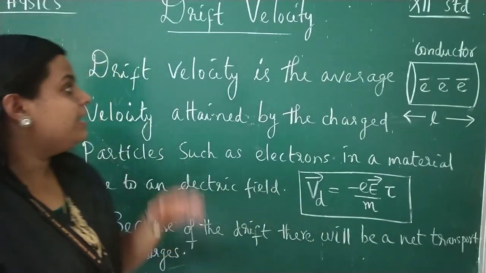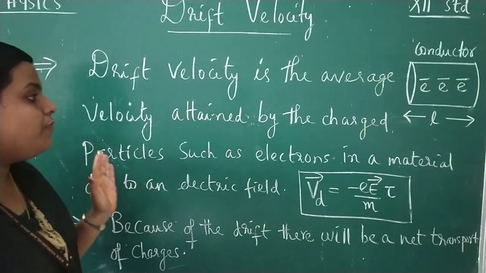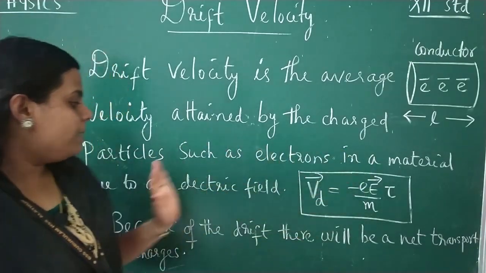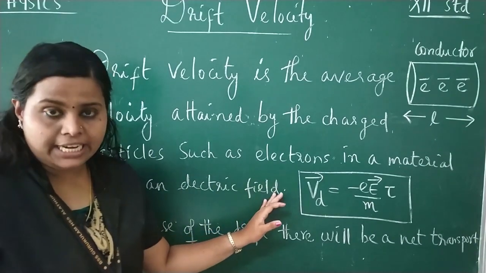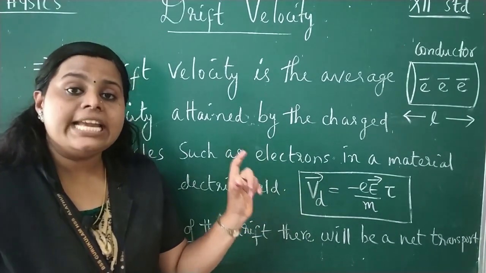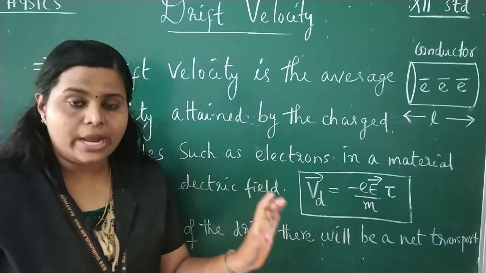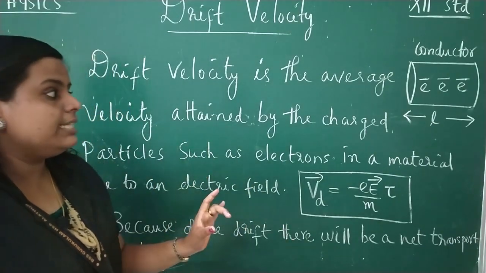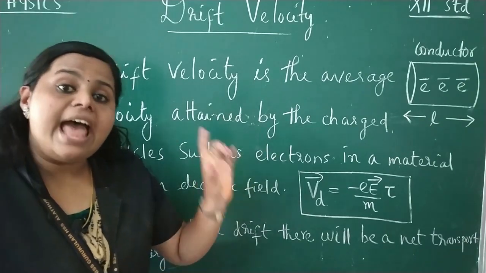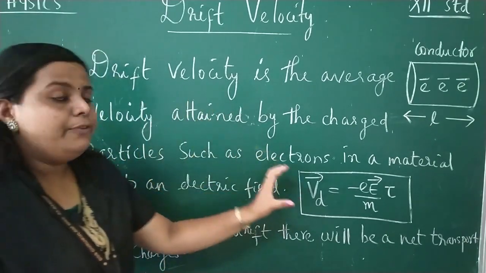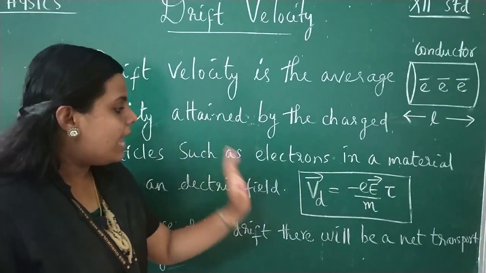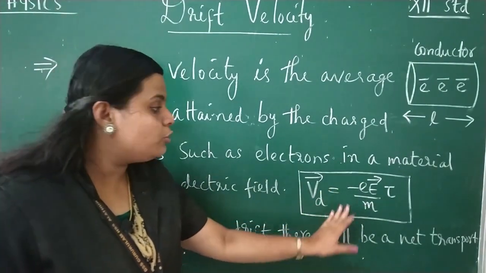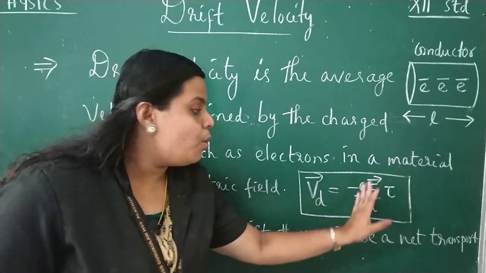So listen children, drift velocity is the average velocity attained by the charged particles such as electrons in a material due to an electric field. When an electric field is applied across a conductor, the average velocity attained by the free charges in that conductor is what we call drift velocity. And this is the expression for drift velocity, that is Vd is equal to minus E tau by M.